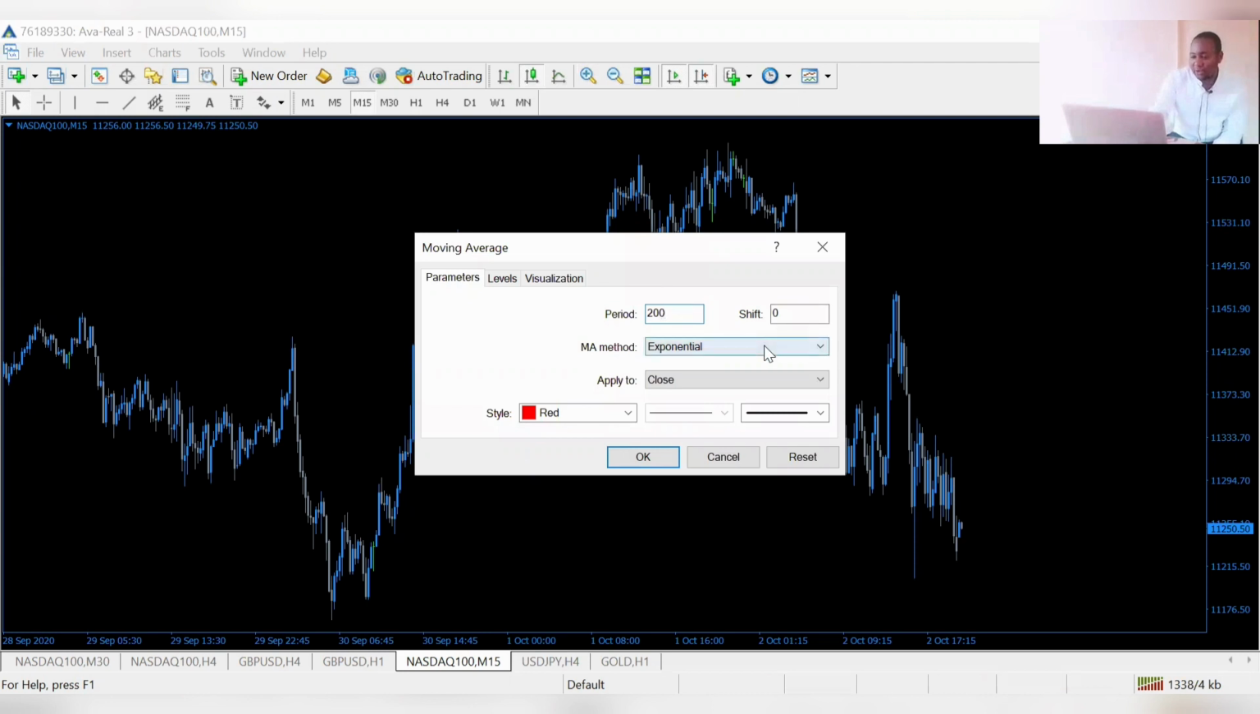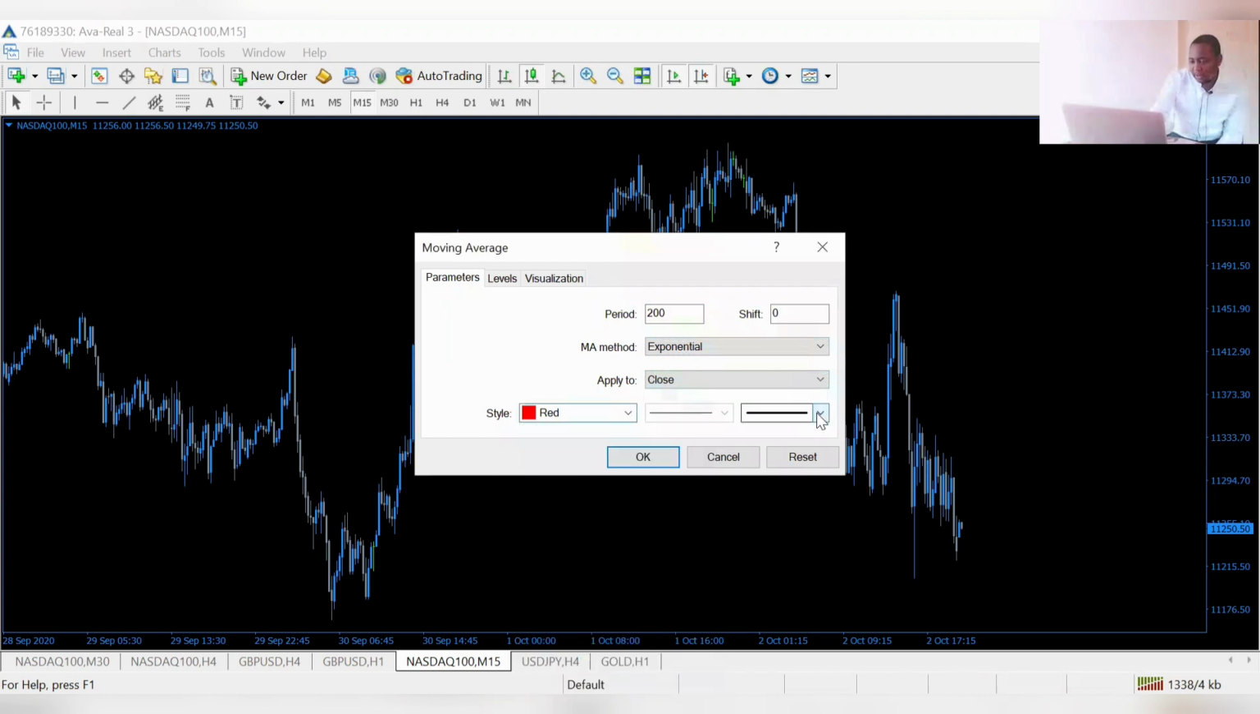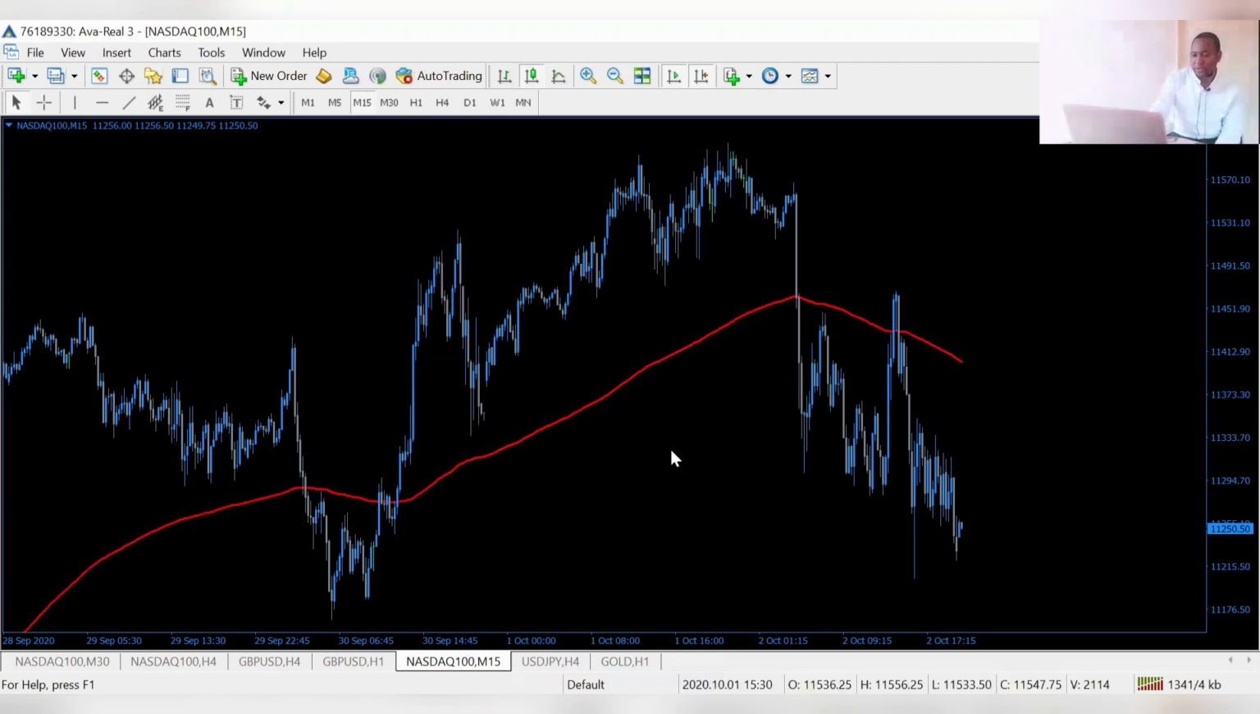Anyway, the period there is actually 200. The shift is 0, and the method is exponential. So you're gonna leave your simple, just go apply to close. I'm just gonna make it white, or even red is fine. I'm just gonna make it a bit thicker. I think that's the right length. It's all right. And then you just save that.